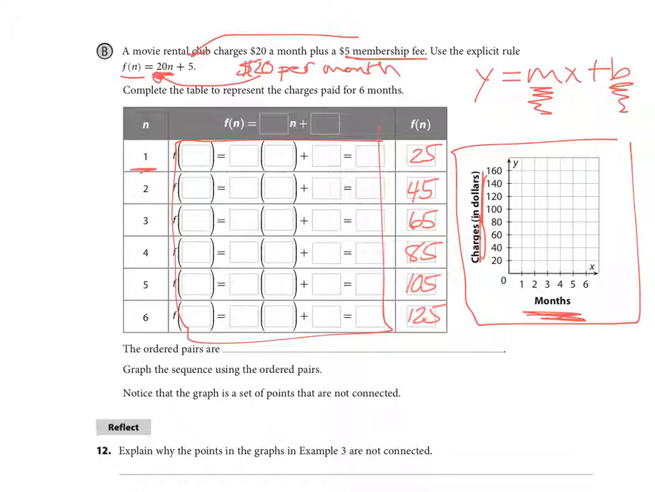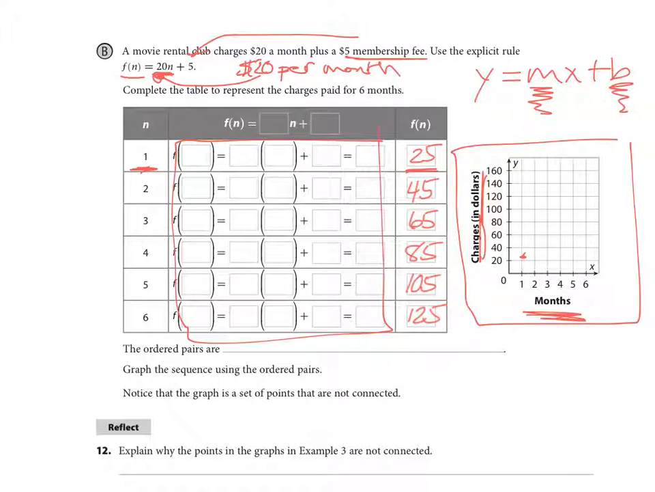So for 1 month, it costs me $25. So I go to 1 and go to 25. Pay attention to their scale. Their scale, they went by 20s. Why did they go by 20s? Because it's $20 per month. That was their slope, okay?